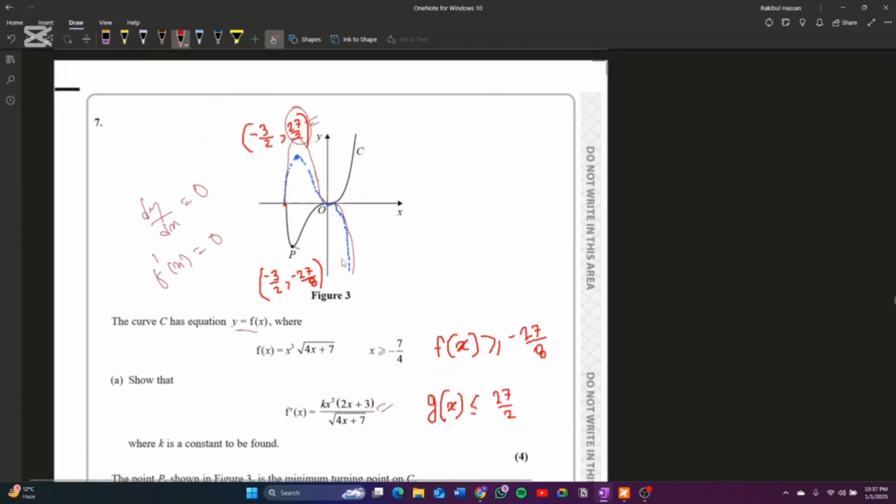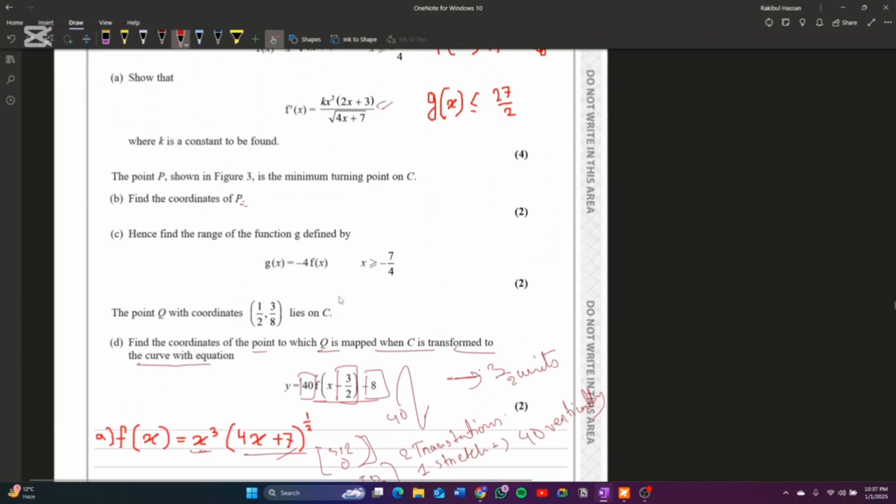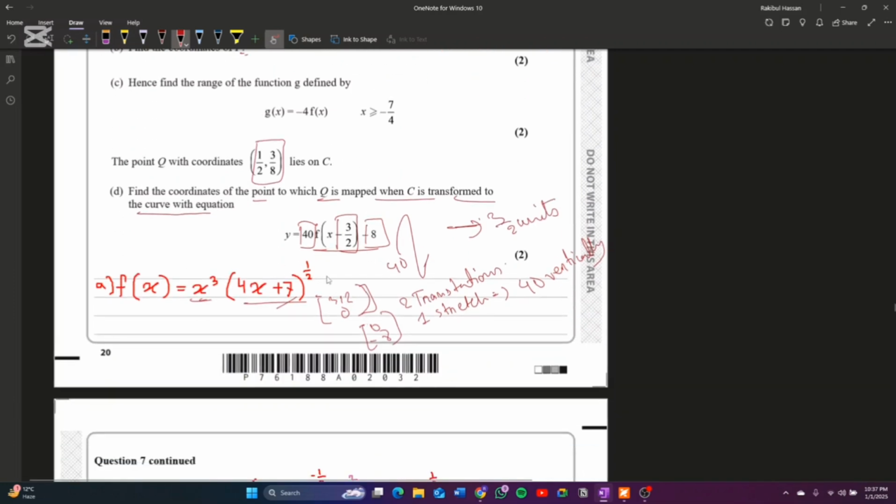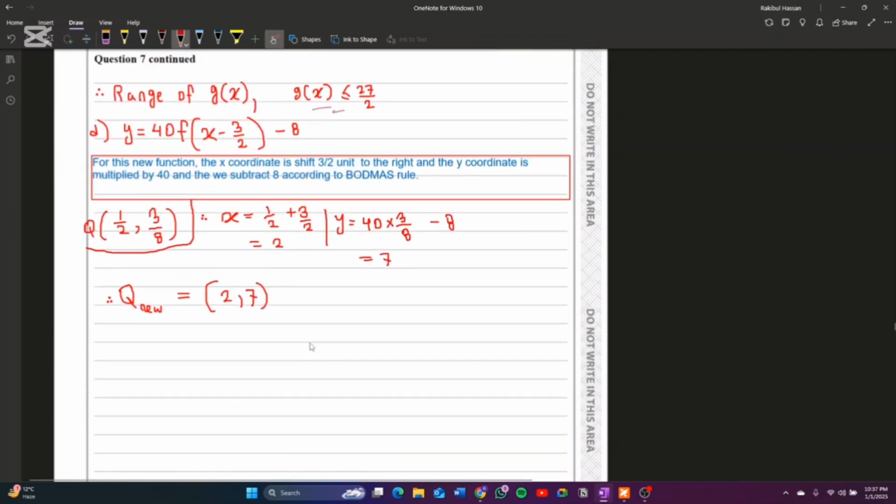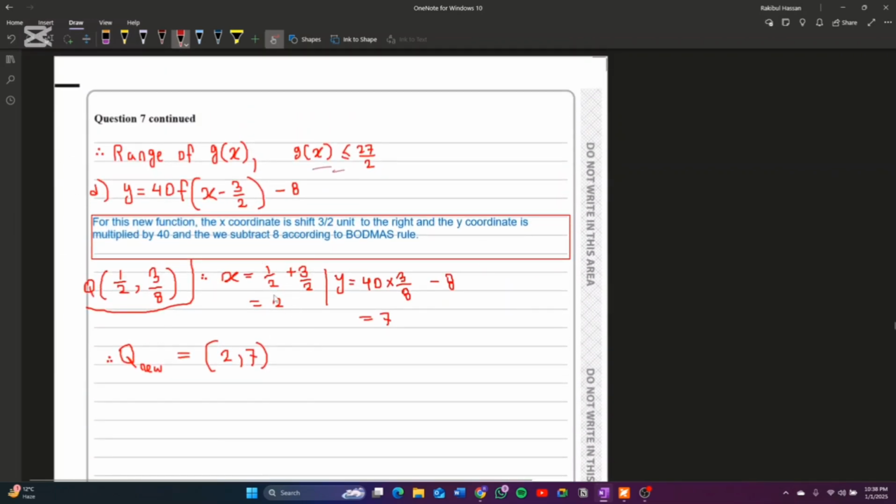They ask what the coordinates of Q will be in this transformed graph. Q had coordinates of 1 over 2. The graph moved to the right by 3 by 2 units, so we add 3 by 2 to 1 over 2, which gives the x coordinate of 2. Then y is stretched vertically, 40 times 3 by 8, and the resulting graph is moved downwards by 8 units, so minus 8, which gives 7. Therefore the new coordinate of Q will be 2 and 7.